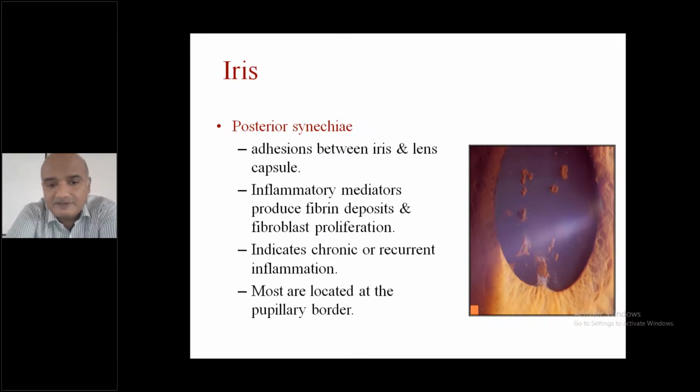Inflammatory mediators produce fibrin deposits and fibroblast proliferations. This indicates chronic and recurrent inflammations, mostly located in the pupillary border. These types of synechiae are most commonly seen in chronic iridocyclitis. As we have discussed, the conditions which cause chronic iridocyclitis are tuberculosis, syphilis, toxoplasmosis, and so on.